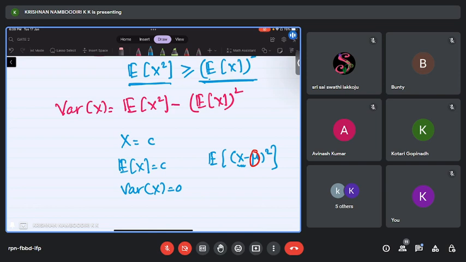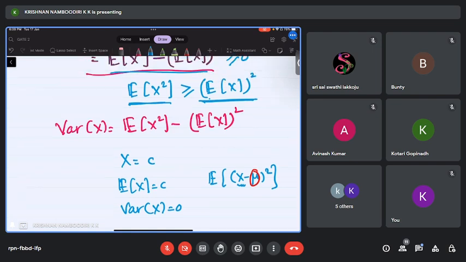In that case, expectation of X square will be equal to (expectation of X) the whole square. In all the other cases, for all the other random variables, variance of X will be non-zero, or in other words, this will be strictly greater than this. This equality will not happen. Okay, is that clear? Okay, so can we go ahead to the next problem?